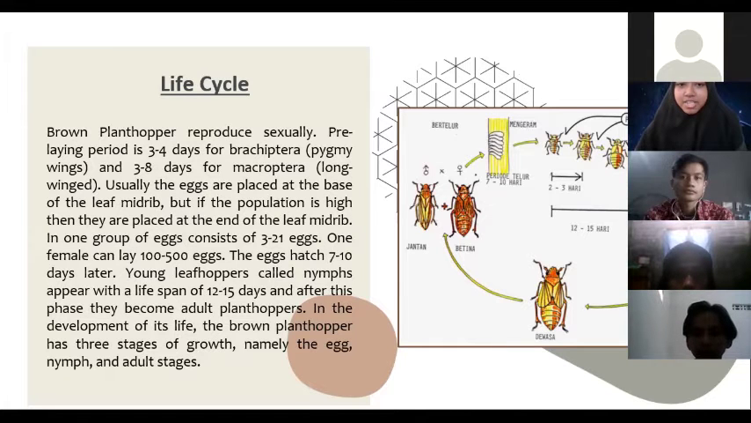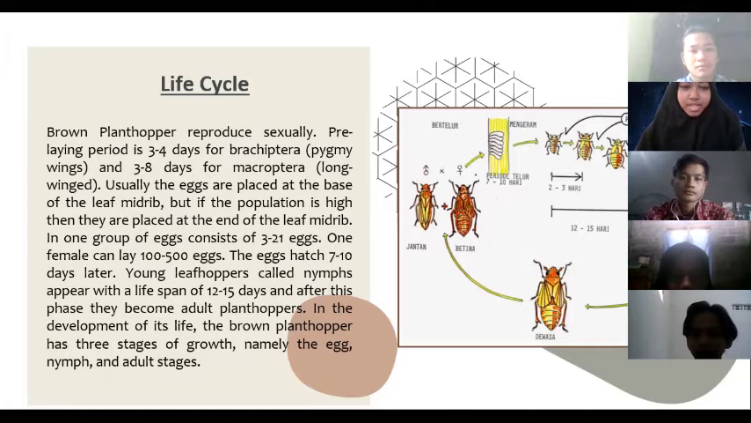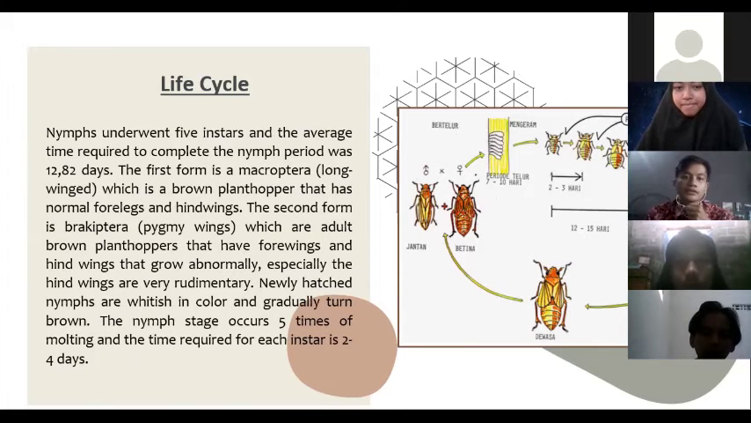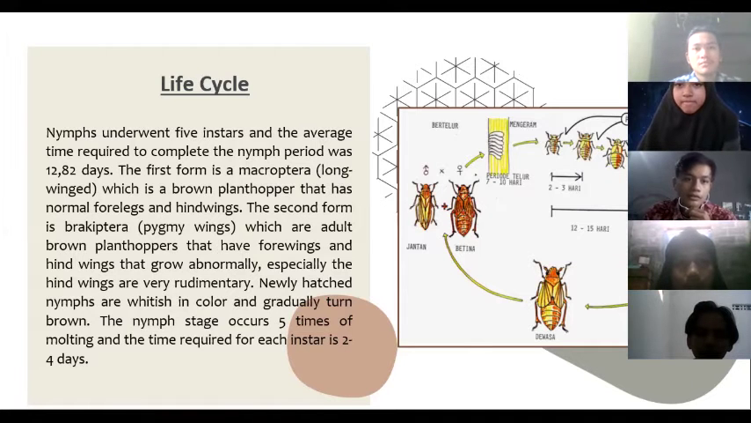The eggs hatch 7 until 10 days later, and young leafhoppers called nymphs appear with a lifespan of 12 until 15 days, and after this phase, they become adult planthoppers. In the development of its life, the brown planthopper has 3 stages of growth, namely the egg, nymph, and adult stage. Nymphs undergo 5 instars and the average time required to complete the nymph period was 12.82 days.